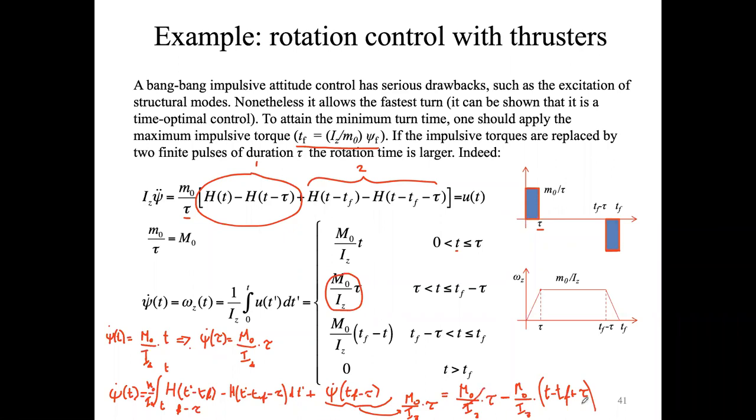So these two terms will cancel out. And so you have at the end that during the second fire, you will have a negative trend of the angular velocity from m0 divided by iz times tau to zero. So the second fire will bring the angular velocity of the spacecraft to zero. So after t final, it is trivial to demonstrate that our angular velocity will be equal to zero. Because if you substitute t final here, that will cancel out and will go to zero, okay?